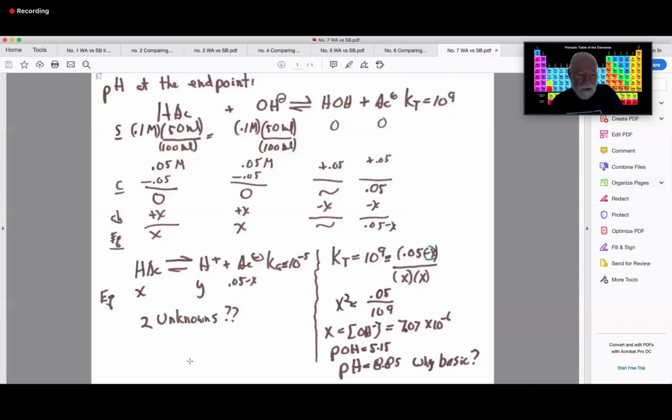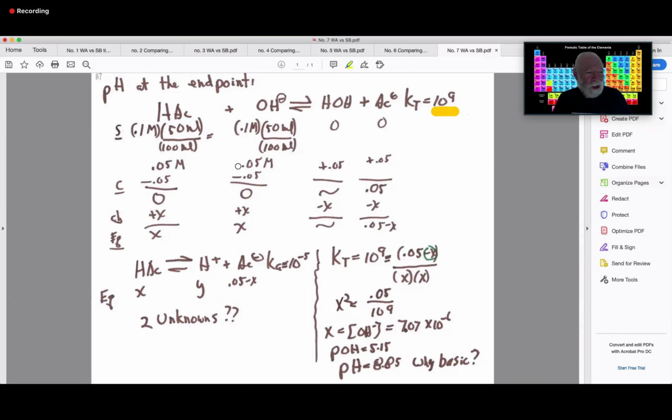And I must admit, I think this is one of the hardest parts of the whole course: getting the pH at the end point of a weak acid, strong base titration curve. So notice the first thing that's written here is the net equation. Molecules of the weak acid plus hydroxide gives you water and acetate. Okay, and the K, which we worked out before, is 10 to the 9th. Taking dilution into account, 0.1 times 50 divided by 100 gives the diluted concentration of the weak acid, and 0.1 times 50 divided by 100 gives you the base.